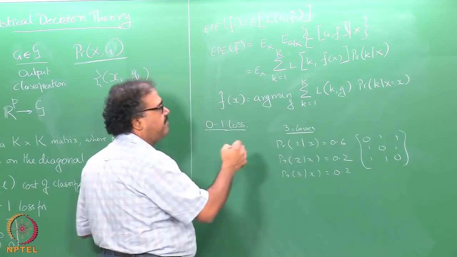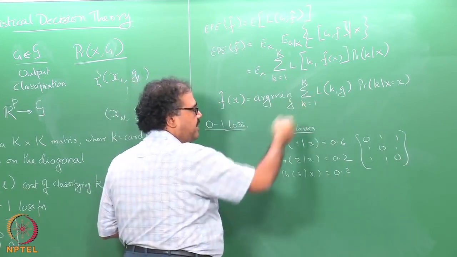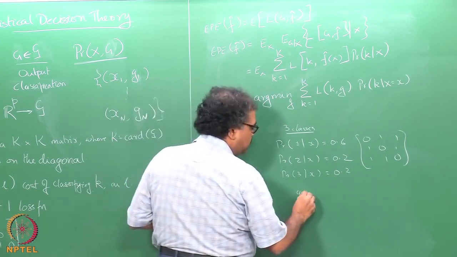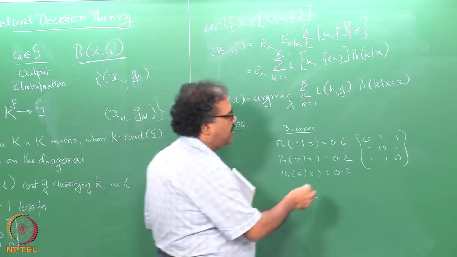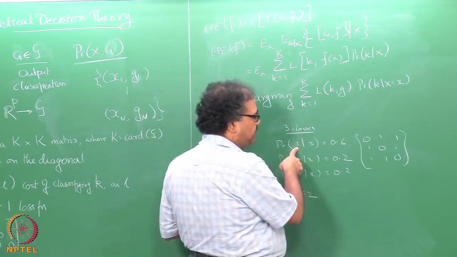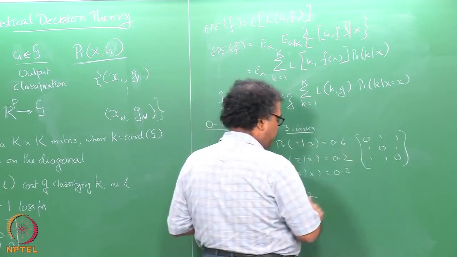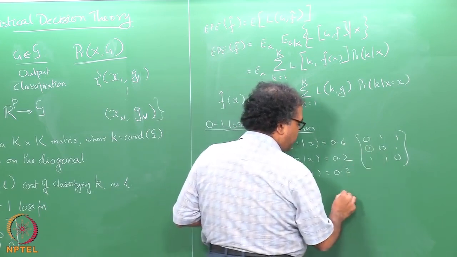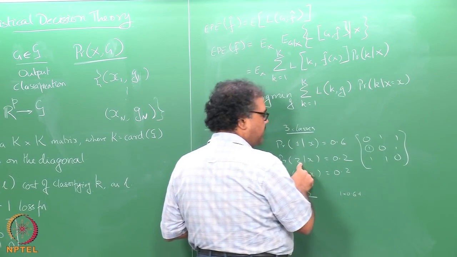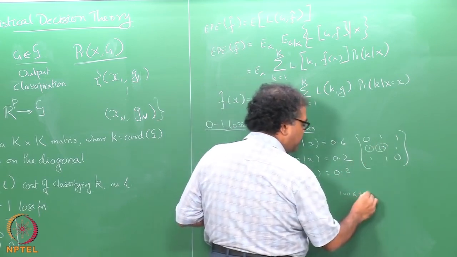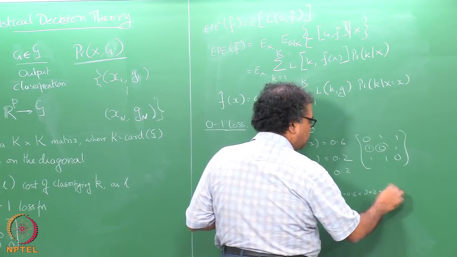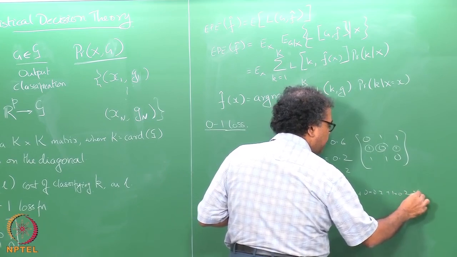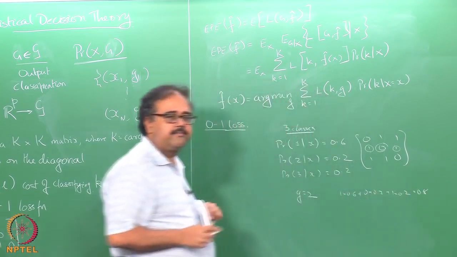If I guess that my class label is going to be 2, so I set g equal to 2, what is going to happen? If the class label is 1, I am going to look at the loss corresponding to 1 comma 2, which is this. So, I will get 1 times 0.6. Then if the class label is 2, I will be looking at this, so I will get 0 times 0.2, plus, if the class label is 3, I will look at this, so I will get 1 times 0.2. So, in total I will get a score of 0.8.